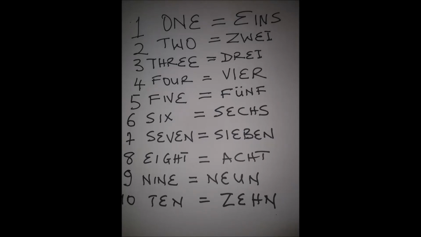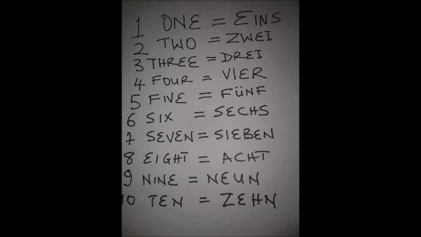So hello, now we start our German language. Today, I think you know this one already. One is eins. Two is zwei. Three is drei with D, drei.